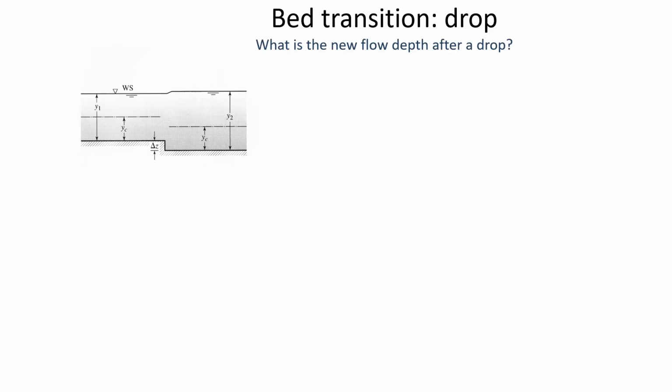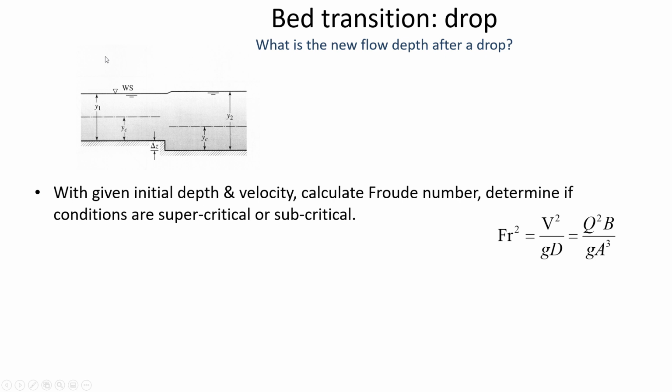And the way that you know is that conditions at the upstream location will dictate what the conditions are at the downstream location. Okay, so the way to know what the new flow depth is, you start off with your upstream depth at 1. So you start off with a known Y1. It's measured or just given data, the Y1.